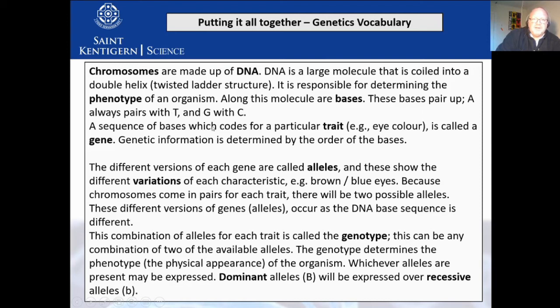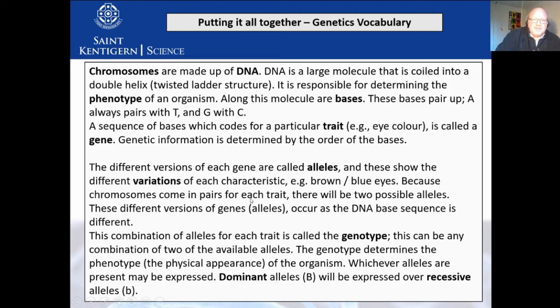Okay, that is complementary. A sequence of bases which codes for a particular trait, something like eye color, is called a gene, and genetic information is determined by the order of those bases. So if the bases have different orders, you will have a different trait. Different versions of each gene are called alleles. These show the different variations.